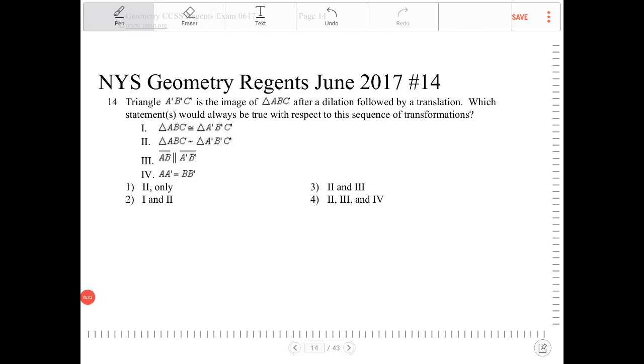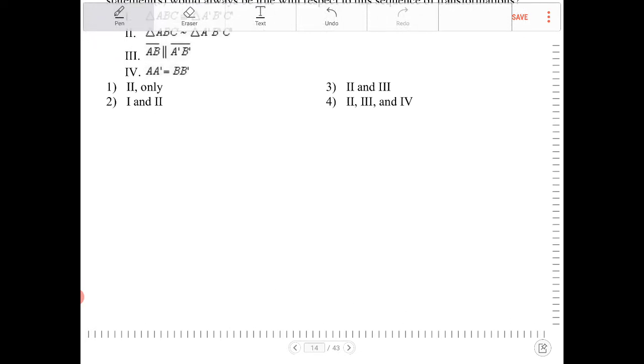Triangle A prime B prime C prime is the image of triangle ABC after a dilation followed by a translation. Which statements would always be true with respect to the sequence of transformations? So let me just quickly draw out the situation here.